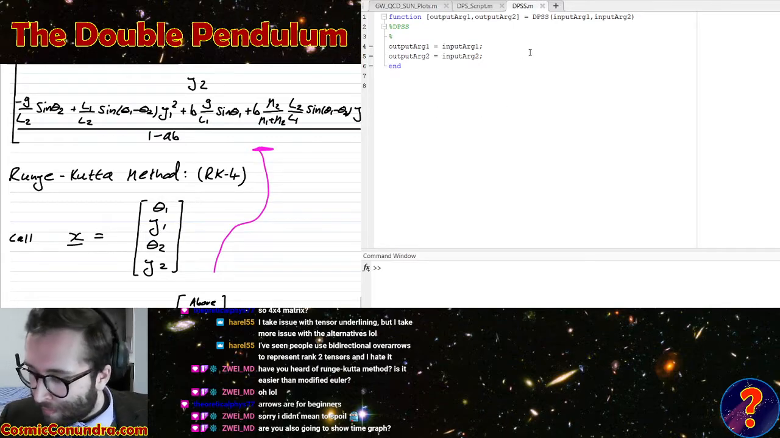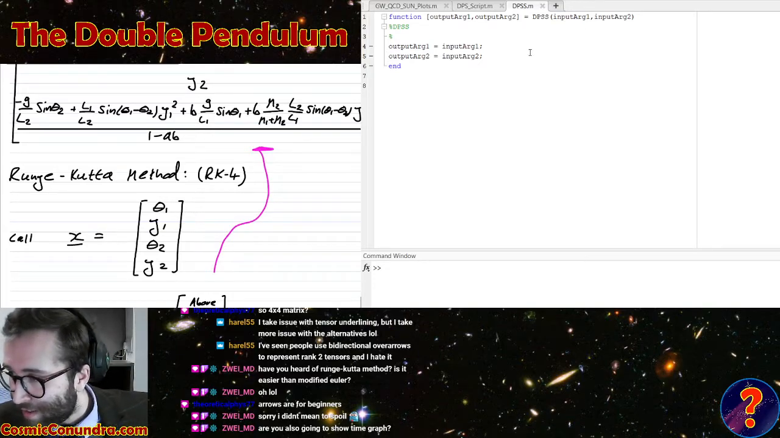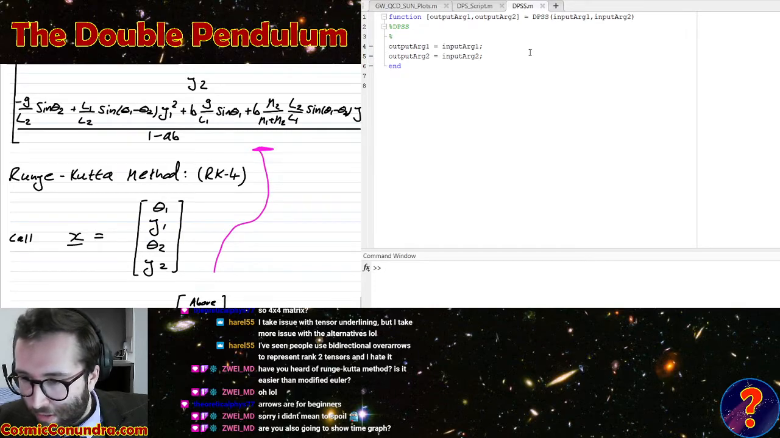Okay, so that is what I want to do. And then from this function, I'll call it at different points in a main script, and I'll use it to produce different plots.